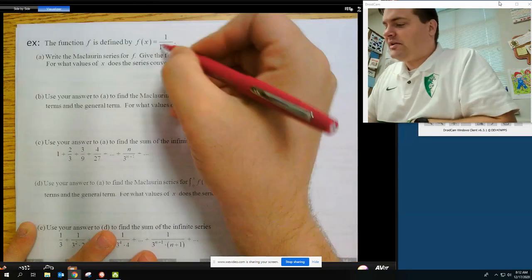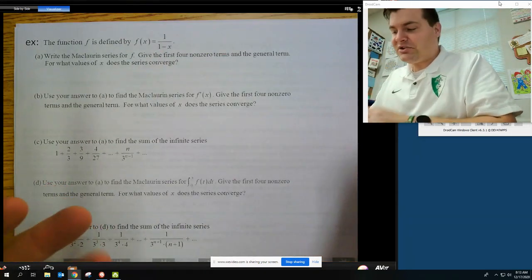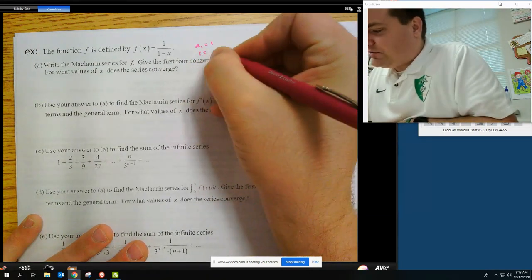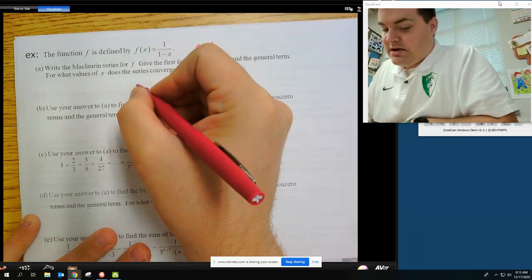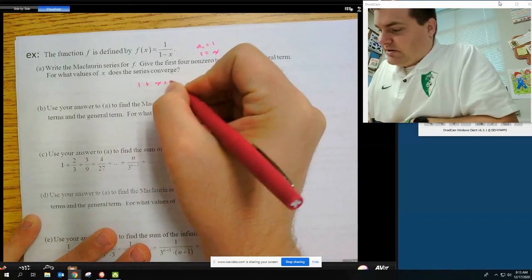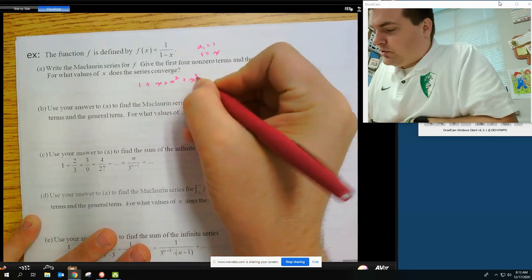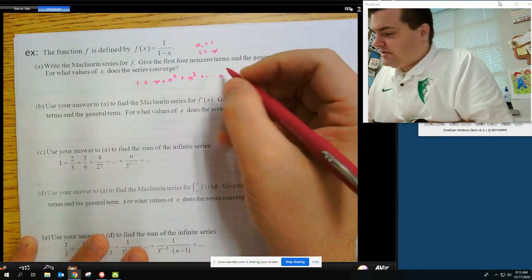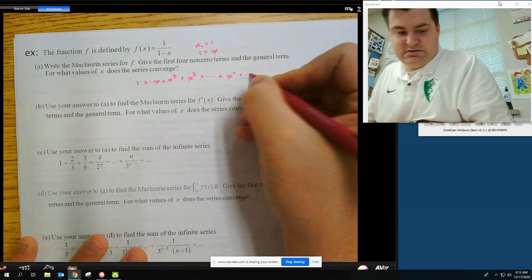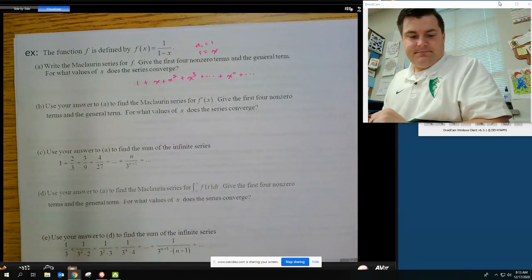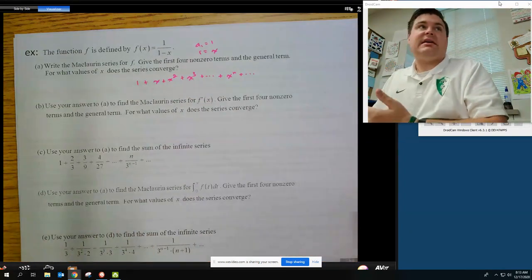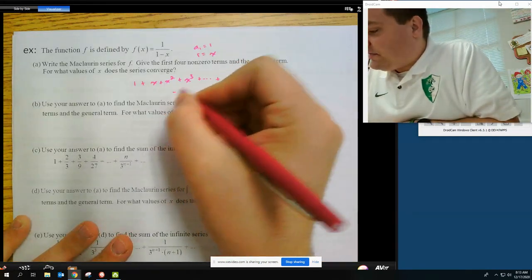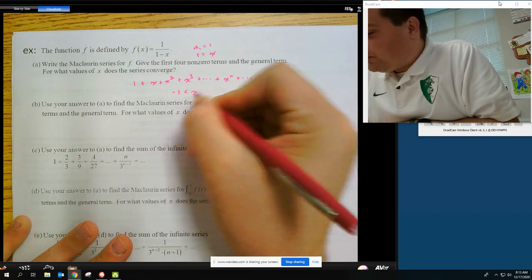So if you're looking at this right here, this is a geometric sum. So a sub 1 is equal to 1, r is equal to x. So this is actually going to be 1 plus x plus x squared plus x to the third, which we have done in a previous video. So our general term is x to the n. Okay. And when does this converge? And again, this is all from one of our previous videos. It's going to converge from -1 to 1.